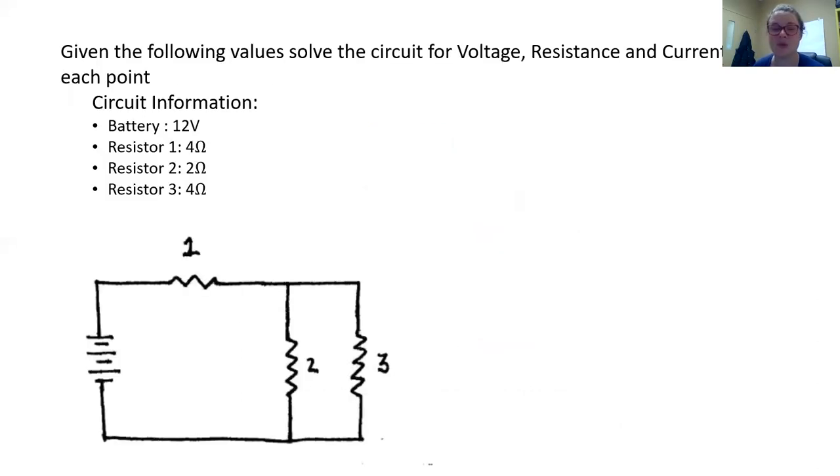All right, so this one, let's start doing. We'll do some calculations. I'm going to show you how I calculate, and we'll solve the circuit. So the question is, given the following values, solve the circuit for voltage, resistance, and current at each point. What I like to do when I'm starting one of these circuits is label E, I, and R at each spot.